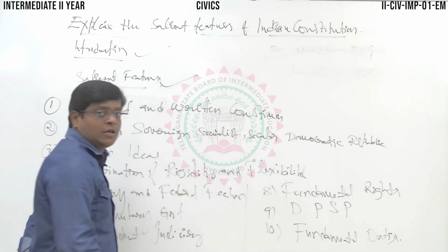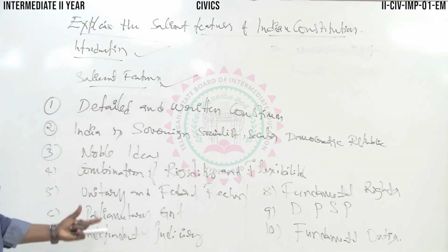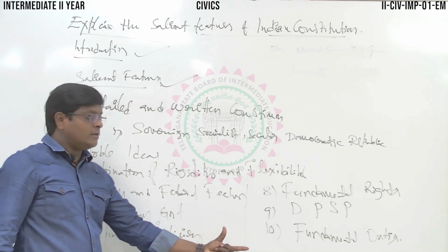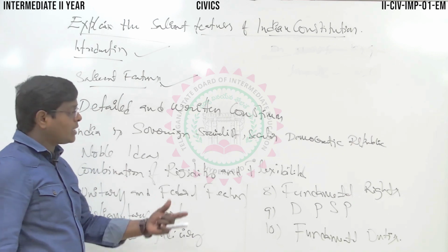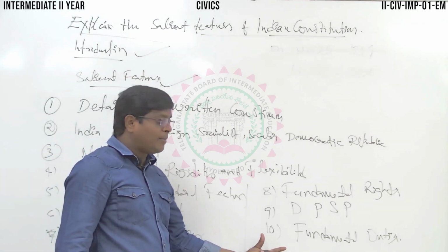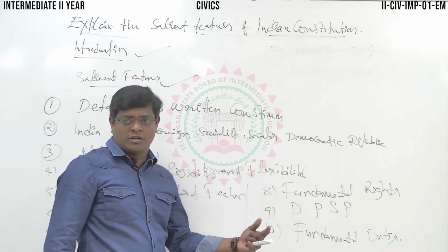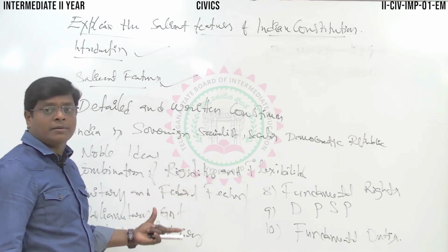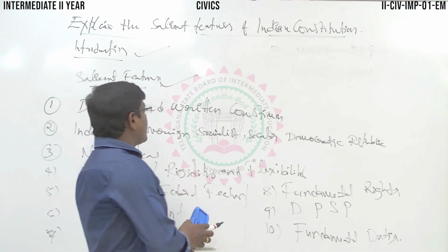So up to this you have to explain. So understood, this is the 10 marks question. You have to explain at least 8 points or 10 points, whichever you choose. We have not mentioned here single citizenship, bicameralism, universal adult franchise, etc. If you are interested, you can cover those subheadings also. Okay, we will try to explain one by one.